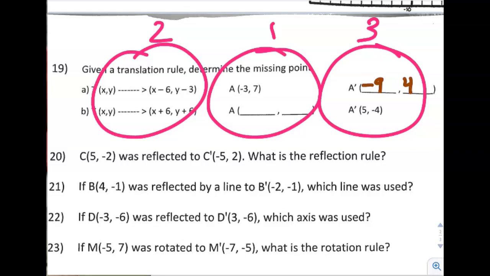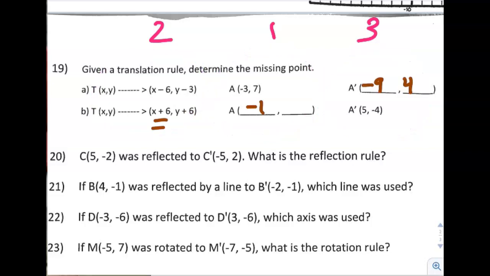But in question B, if I landed at (5, -4) after having been raised 6, I must have started at -1, because -1 plus 6 is 5. And I must have started at -10, because -10 and then a rise of 6 puts me at the -4. So once you think you're right, take this point and check and see if that translation results in that.